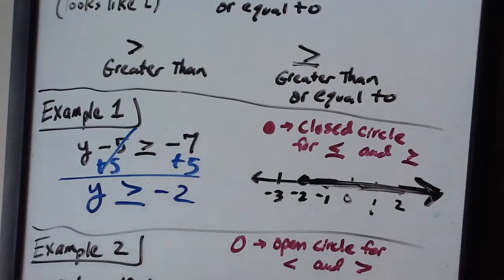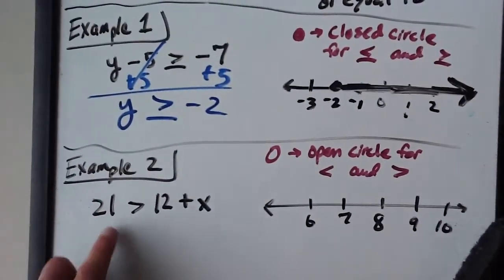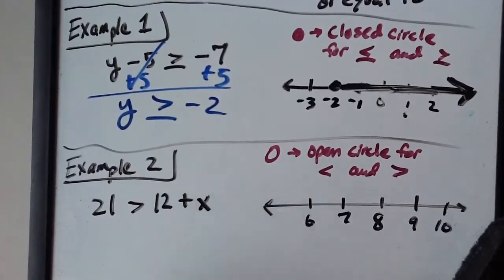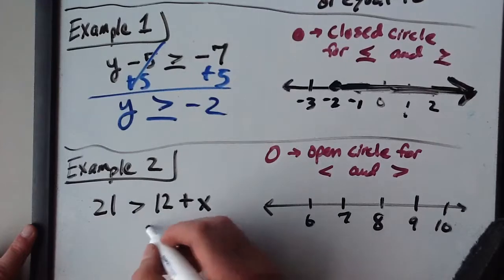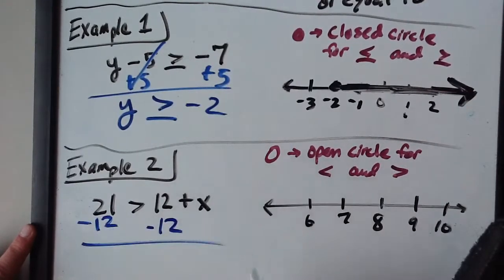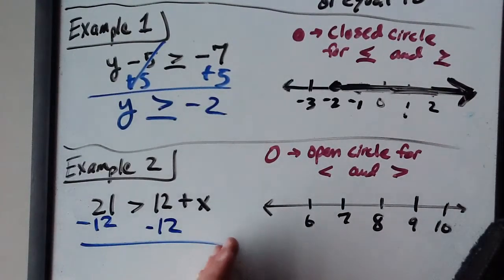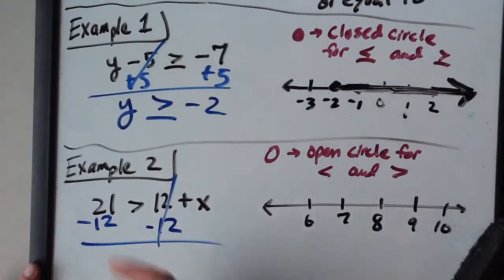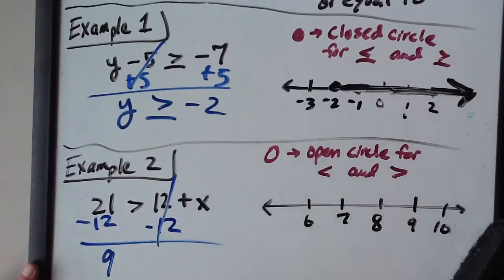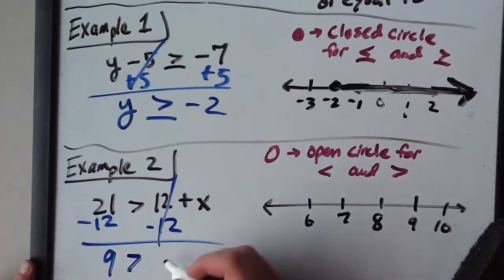Example number 2. In example number 2, I have 21 greater than 12 plus x. This time my variable is on the right side of the inequality. So to isolate it or to get it by itself, I got to move that 12 to the other side. So I need to subtract 12. And just like equations, whatever you do to one side, you do the same thing to the other side. So these 12s cancel on the right side. And on the left side, you got 21 minus 12, which is 9. My inequality stays the same. And on this side, I just have x.